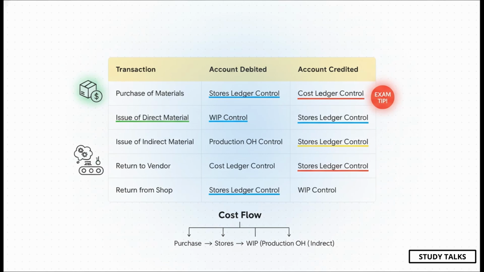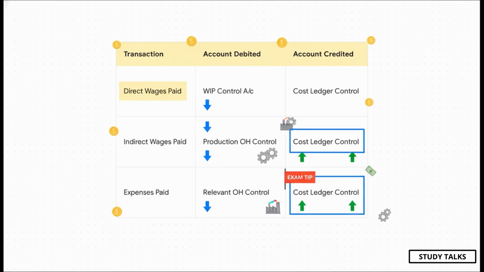When we issue direct material, it goes to WIP. But if it's indirect material, well, that's an overhead, so it goes to the production overhead control account. You see, the logic just follows the flow of cost. And guess what? The logic for labor and other expenses is pretty much identical.